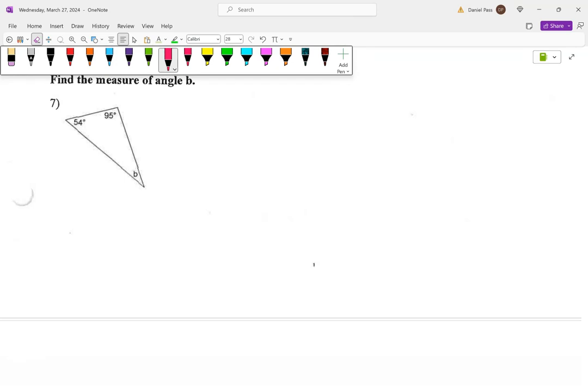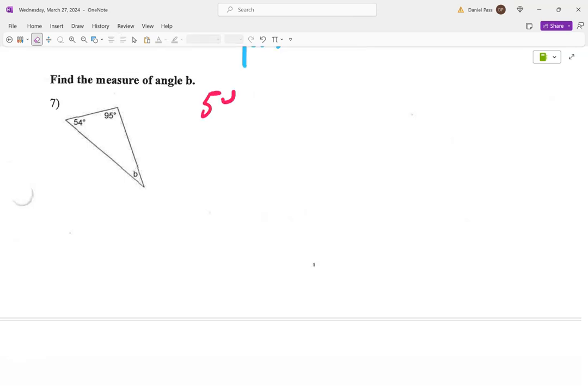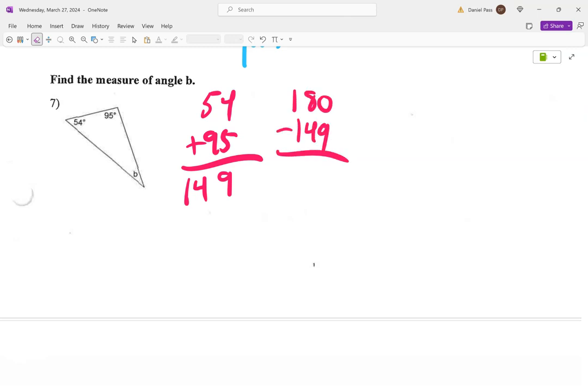First, you want to do 54 plus 95. Very good. You would get 149. Good. And then you have to do 180 minus 149, which should get you 31. Good. And that's this angle, and they all add up to 180. How do we remember the experiment where we ripped all the corners off and they made a straight line? Right? So remember, if you want to check your answer, you can add all those angles together. And it does work. I've done it before.